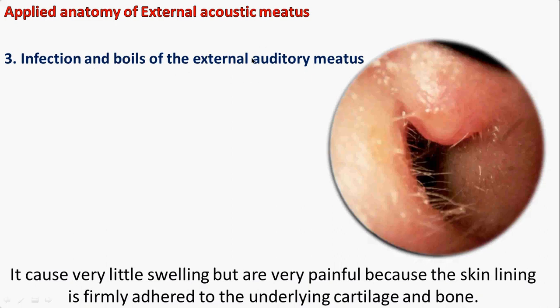Infection and boils of the external auditory canal cause very little swelling but are very painful. Why? Because the skin lining is firmly adherent to the underlying cartilage and the bone.